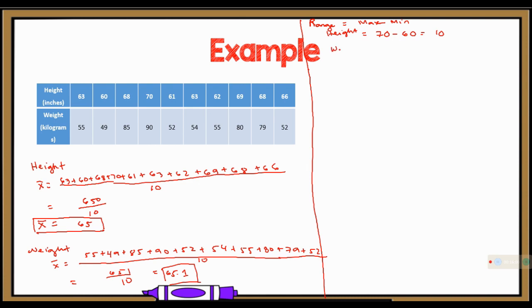While for the weight, ano ang range ng weight? Lagyan natin ditong R off, baka mamaya malito. Range of height, range of weight.